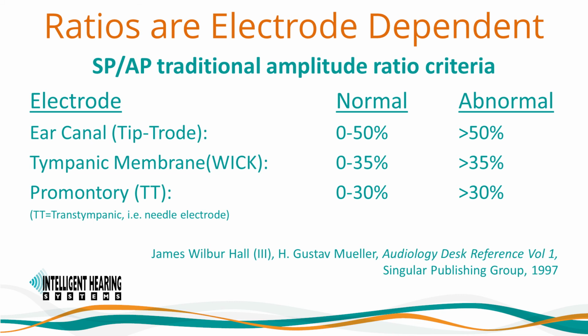Above 35% is abnormal. Lastly, if a promontory transtympanic needle electrode is used, which would get you closest to the site of generation of the eCog response, then the normal range is 0 to 0.30 or up to 30%. Above 30% is abnormal.